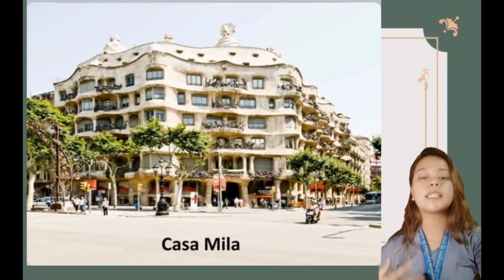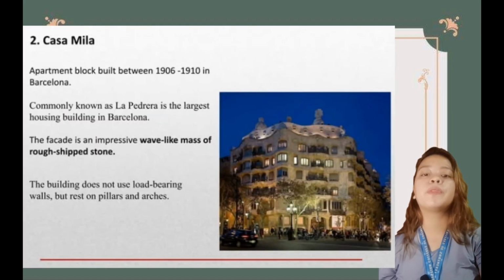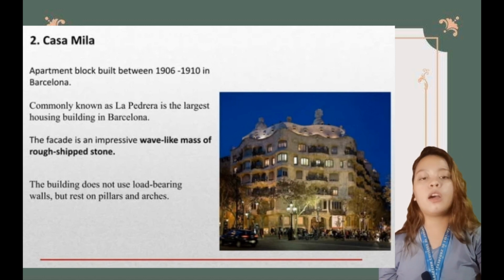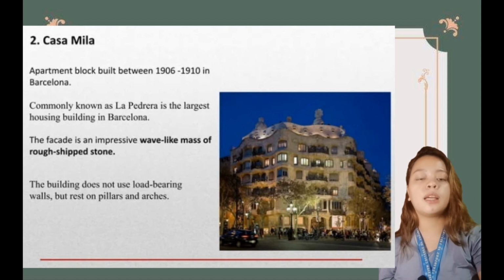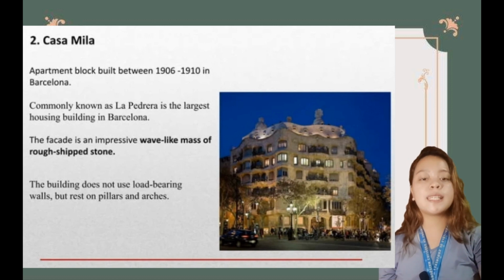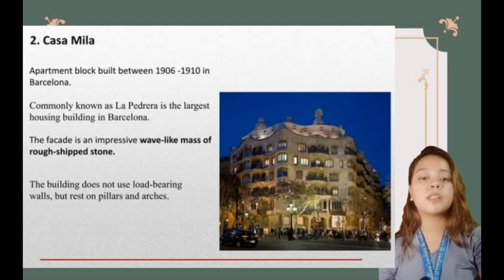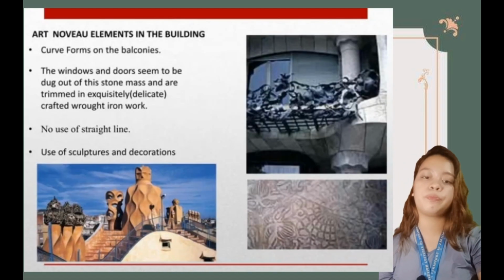Let's talk about Casa Mila rather. An apartment block built between 1906 to 1910 in Barcelona. Commonly known as La Pedrera, it is the largest housing building in Barcelona. The facade is an impressive wave-like mass of rough shaped stone. The building does not use load-bearing walls but rests on pillars and arches.